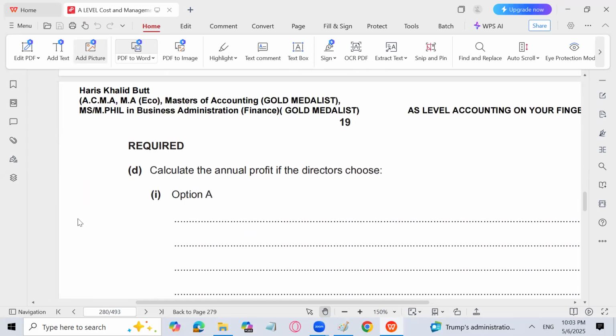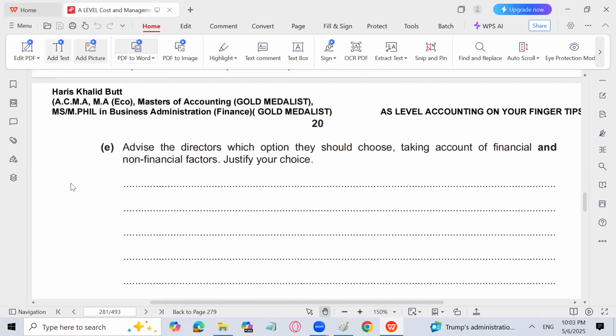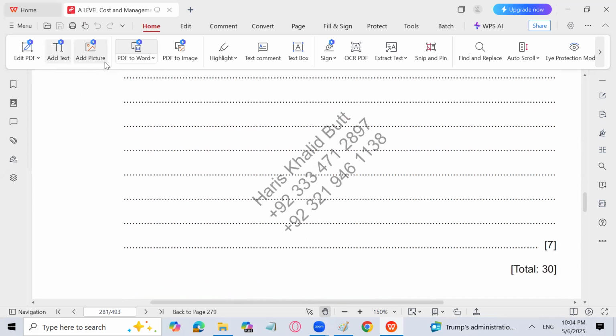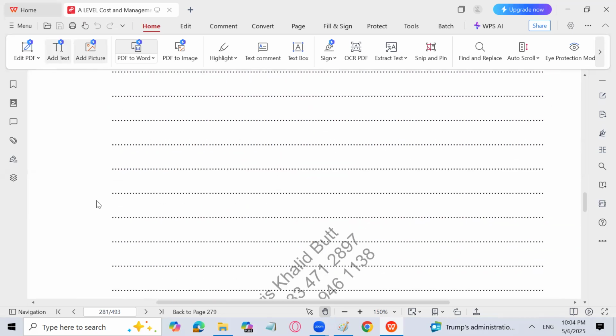Okay. So option A, option B, and then you have to advise the director which option they should choose, taking account of financial and non-financial factors. Financial factors I've discussed with you. Beta, non-financial factors include four things. What is the reaction of the customer? How will the competitors react? Are employees motivated or demotivated? Either they will be redundant or not. And the last thing is about the supplier. Either the suppliers will be able to supply the same quality of material, and we have a good relation with the supplier. So these are the non-financial factors.